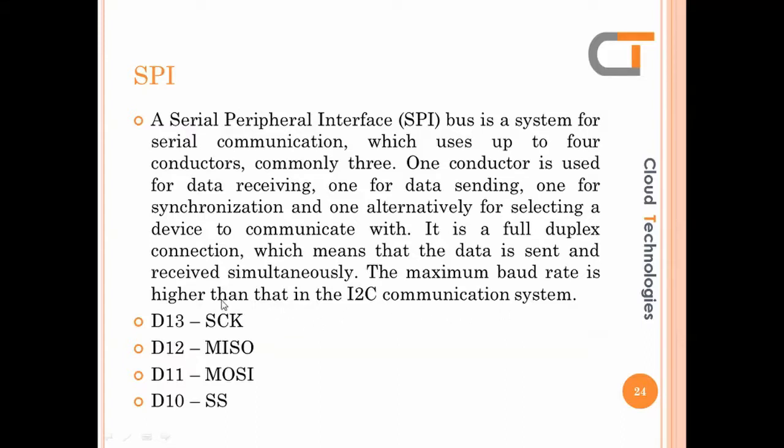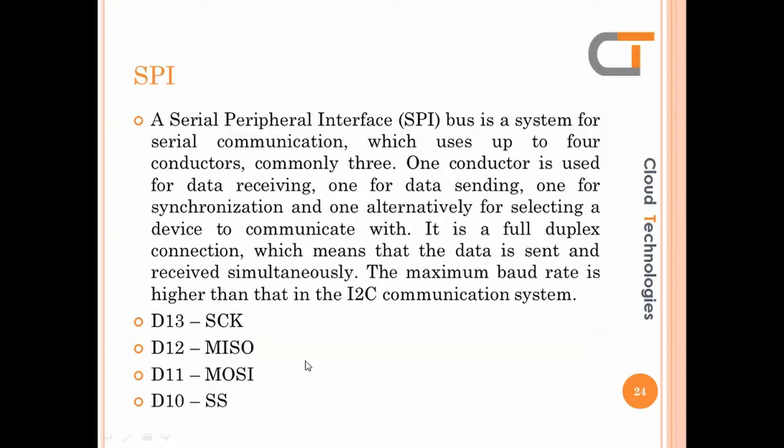For SPI also we have to use specified pins: digital pins 13, 12, 11, 10. Pin 10 can be changed, it's not mandatory, but the other three are mandatory. D13 is used for clock, and D12 is for MISO. MISO is master in slave out, and D11 is MOSI. MOSI means master out slave in. Pin 10 is slave select, for the slave selection. So this is SPI.